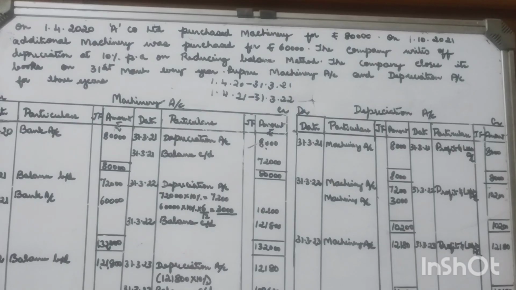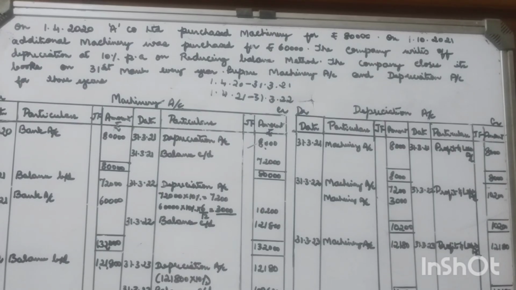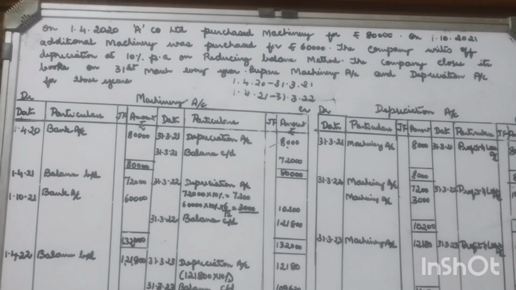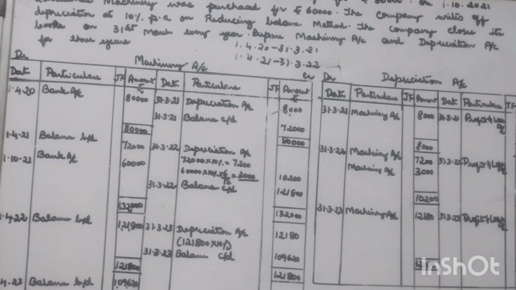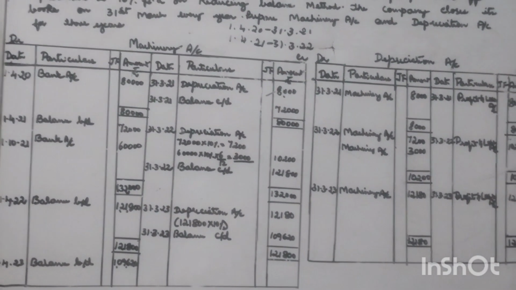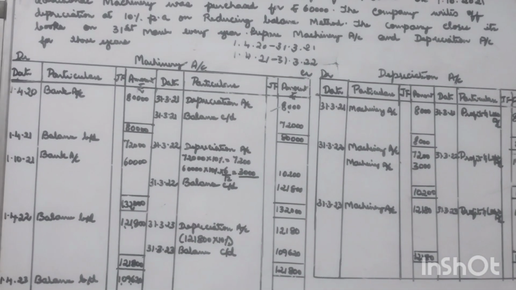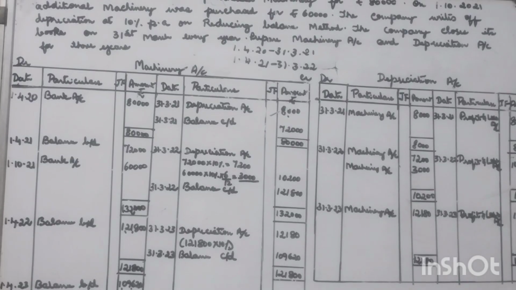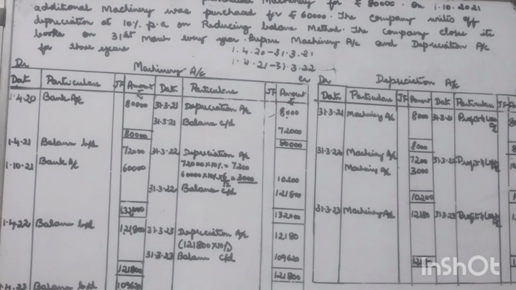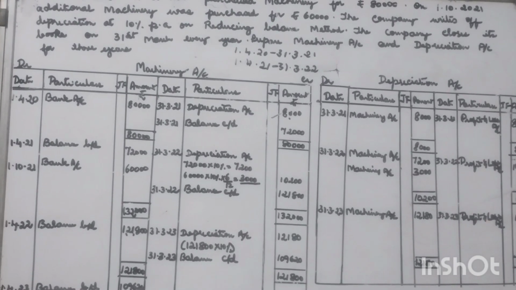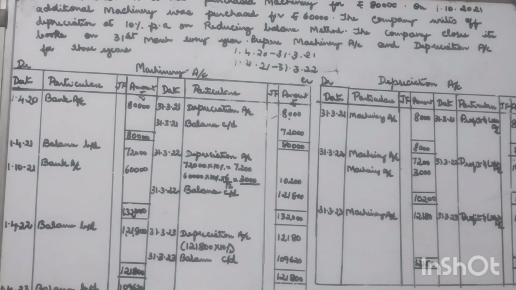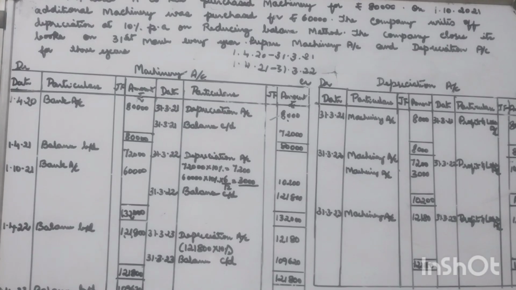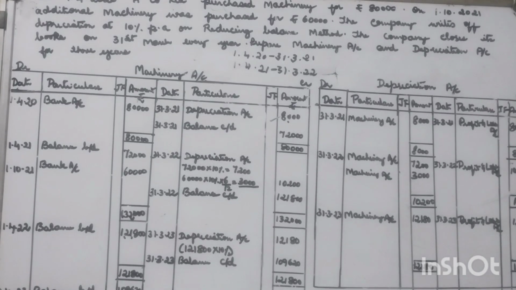So here is the machinery account as well as the depreciation account. First, let's understand the preparation of this machinery account. I have already prepared this machinery account. The format of machinery account will be date, particulars, journal folio, amount on the debit side, and the same under the credit side. So on 1/4/2020, the firm has purchased a machinery, record that as bank account, under debit side as 80,000. That is the first entry.